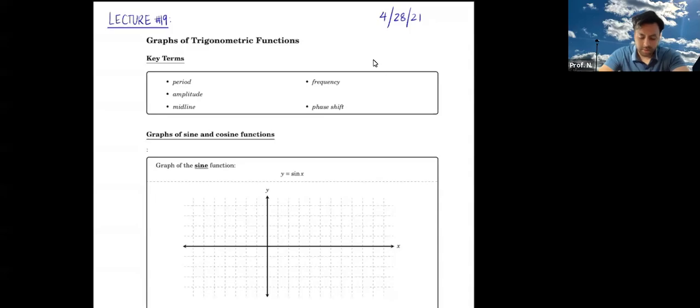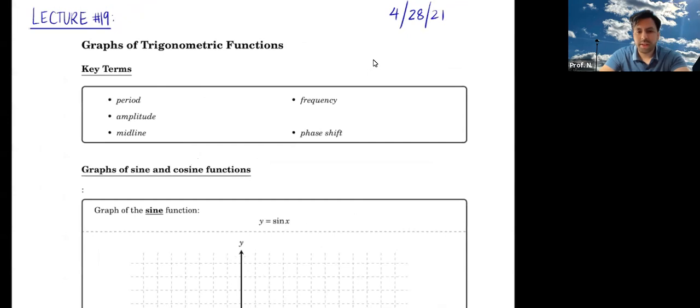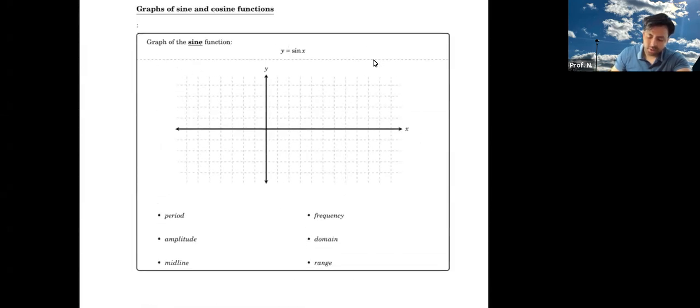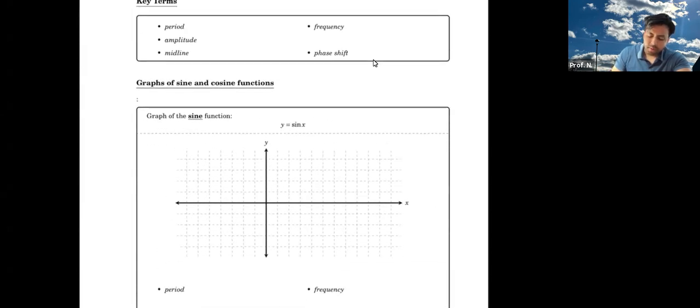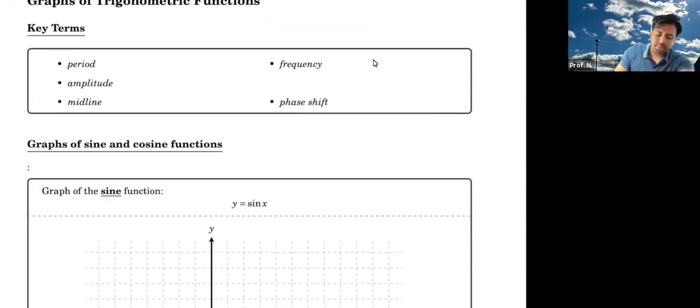Here we go. Okay. So we're going to learn about how to graph sine, cosine, and also tangent. All right, so here are the key terms: period, amplitude, midline, frequency, and phase shift. Let's define those terms first, and then we'll see how this works.